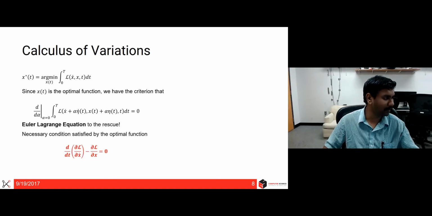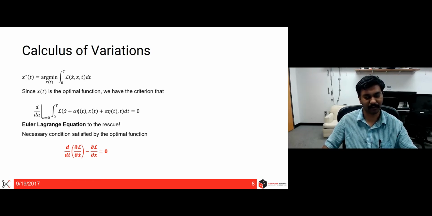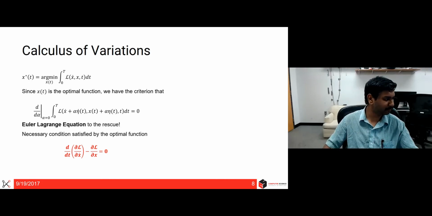So now we use the Euler-Lagrange equation. The necessary condition satisfied by the optimal function is given as follows: d by dt of dou L by dou x dot minus dou L by dou x is equal to 0. If you don't remember or recall the Euler-Lagrange equation, pause the video, go look at Wikipedia or any other textbook and study about Euler-Lagrange and come back.